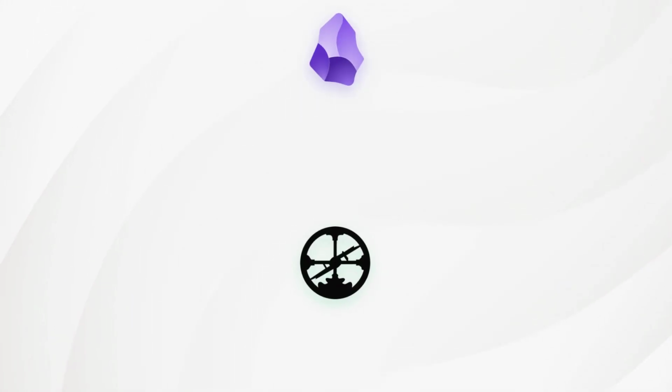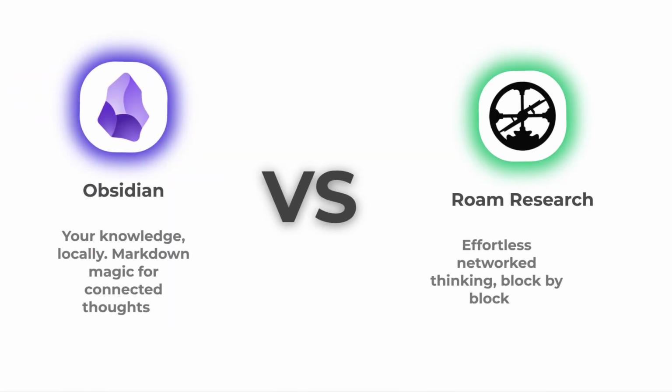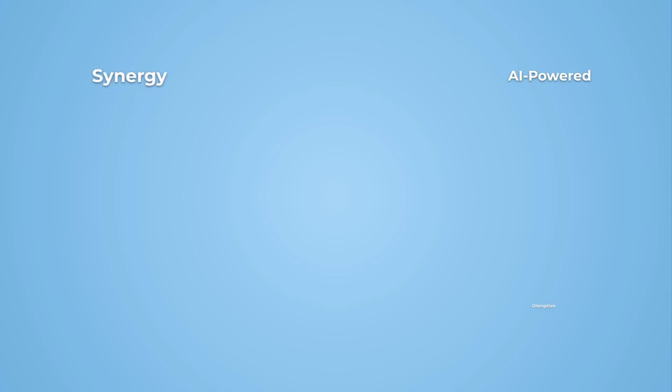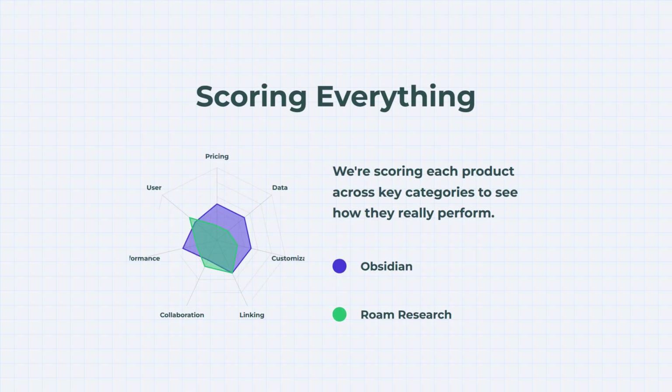Obsidian, Roam Research. Two of the most talked about note-taking apps, but which one really delivers? On the left, Obsidian, your knowledge, locally, and markdown magic for connected thoughts. On the right, Roam Research, effortless networked thinking, block by block. Let's skip the buzzwords and get to the real stuff. Each category earns points, and at the end, you'll see exactly who comes out on top. The result might not be what you expect.